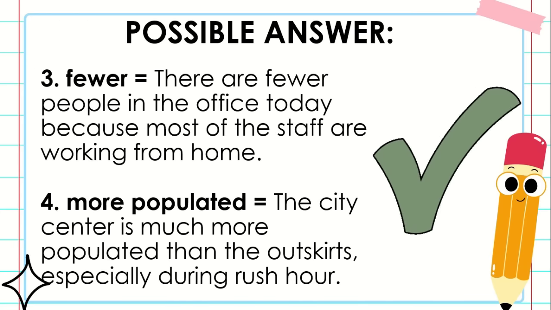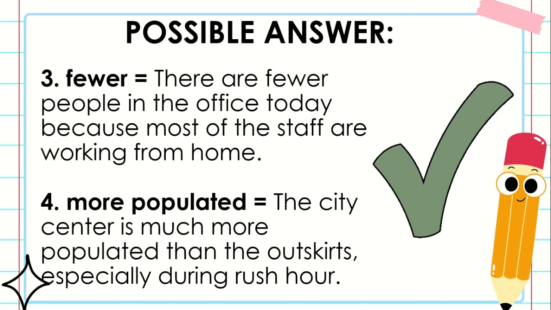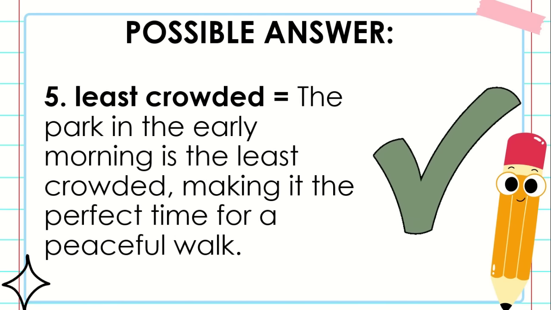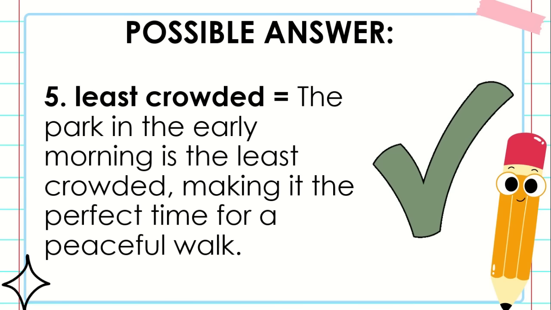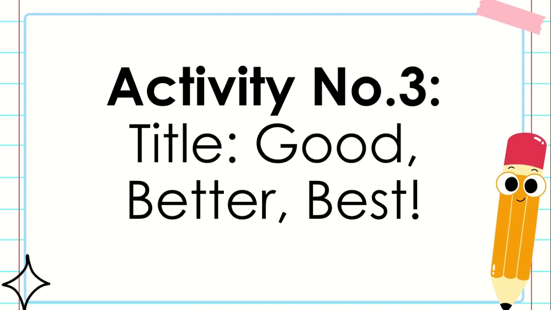Number 3, fewer. There are fewer people in the office today because most of the staff are working from home. Number 4, more populated. The city center is much more populated than the outskirts, especially during rush hour. Number 5, least crowded. The park in the early morning is the least crowded, making it the perfect time for a peaceful walk.